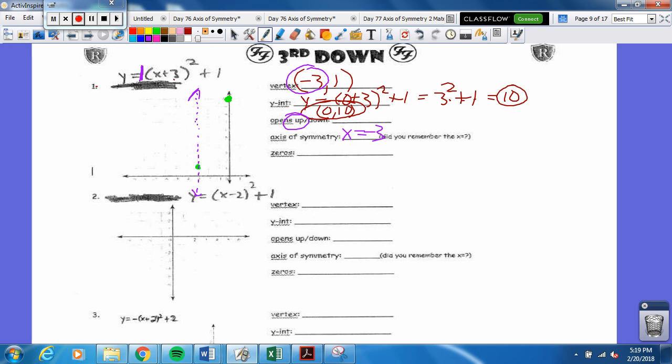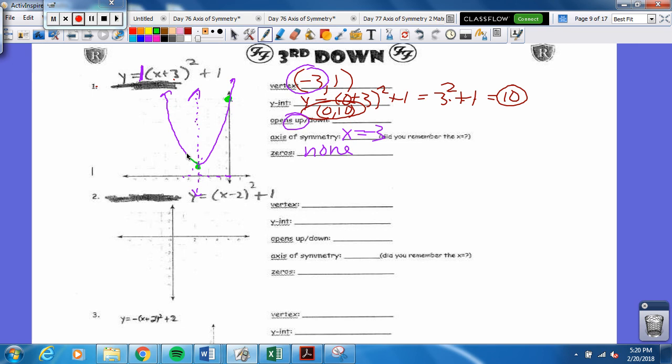Next, zeros. Oh my god. Okay, zeros. Well, if this opens up, whoop, like that, well, is it ever going to touch the axis? Because this part's going to go over here somewhere. No, so there are no zeros whatsoever. Oh, what did I forget to do? So I only have 2 points. I need another point. That's what I forgot. So let's get another point there.